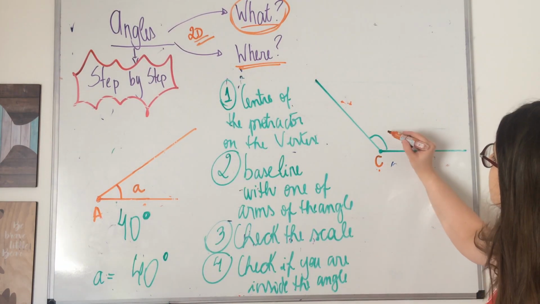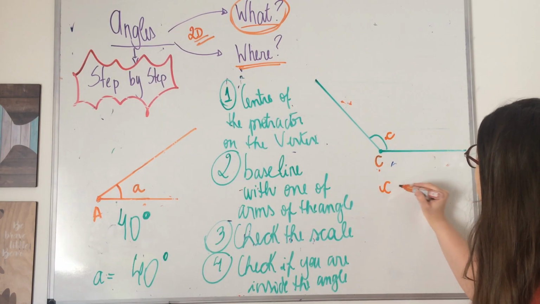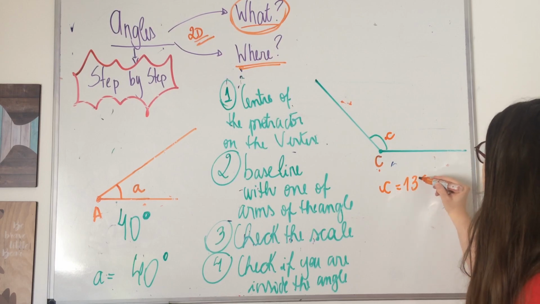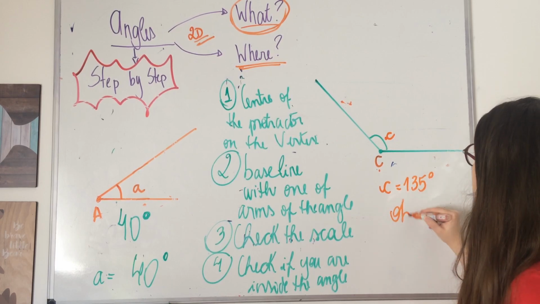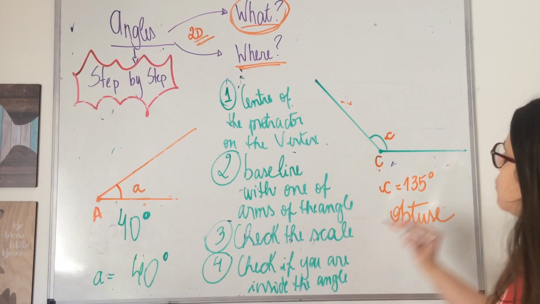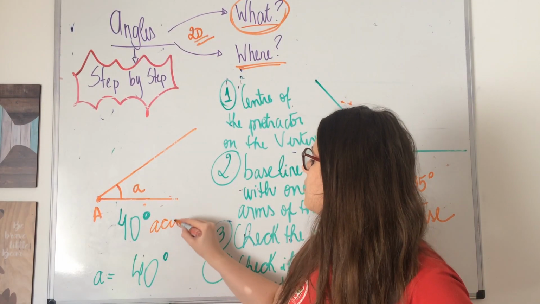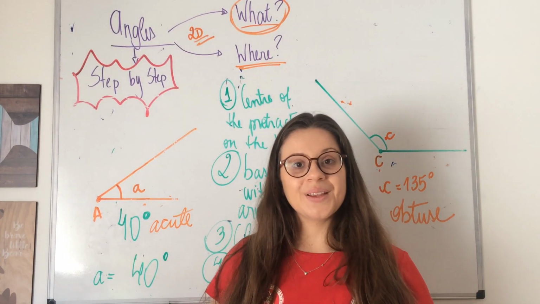So if this is vertex C, this is the angle C, and it is 135 degrees. It is an obtuse angle, and this is an acute angle. Okay?